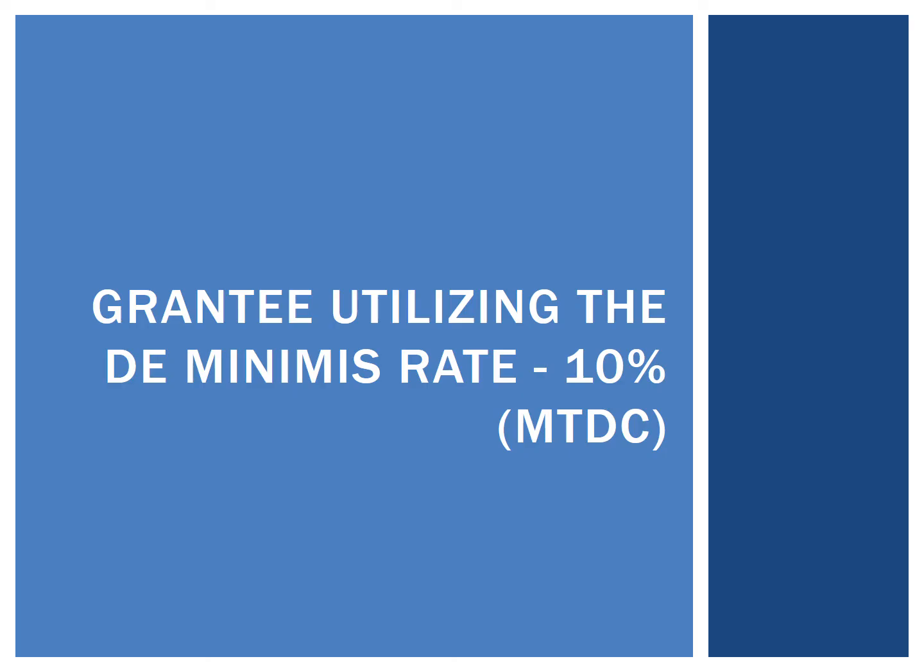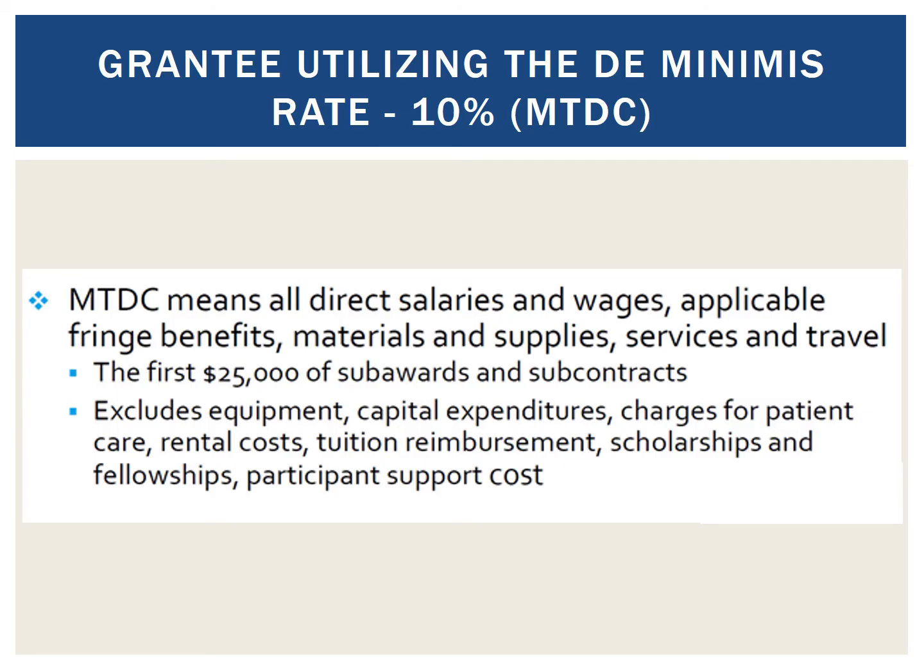This section will discuss the utilization of the de minimis 10% rate, also known as the modified total direct cost. Utilization of the modified total direct cost, or the MTDC, which accounts for all direct salaries and wages, applicable fringe benefits, materials and supplies, services and travels, is not as simple as just applying the 10% to the total amount of all the expenses. It accounts to the first $25,000 of subawards and subcontracts. It does exclude equipment, capital expenditure, charges for patient care, rental costs, tuition reimbursement, scholarships and fellowships, and participant costs.